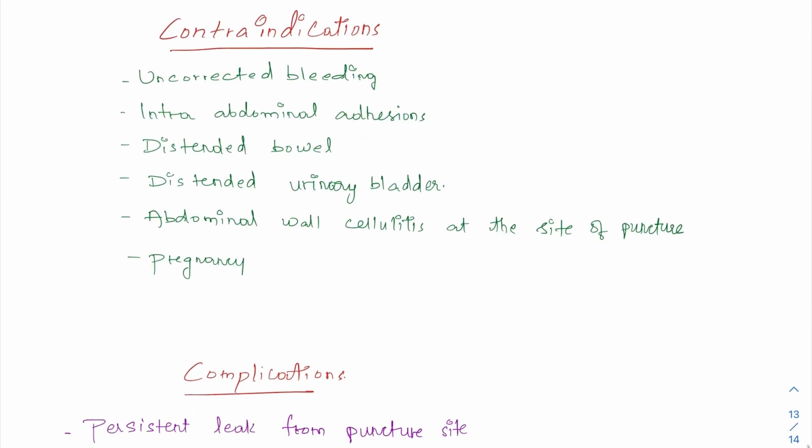Next, coming to the contraindications for this process. Contraindications are uncorrected bleeding, intra-abdominal adhesions, distended bowel, distended urinary bladder, abdominal wall cellulitis at the site of puncture, and pregnancy. So these are the contraindications for the process.